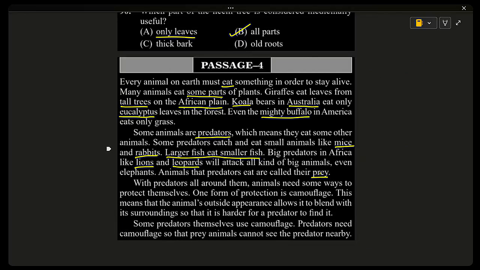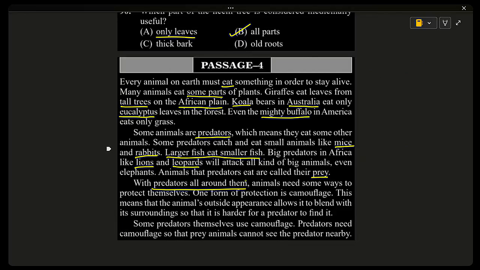With predators all around them, animals need some ways to protect themselves. So how do they do it? Different methods they follow. Like the first thing is living in groups. If many animals are living in a group, then the predators cannot hunt them that easily. First, they have to separate one from the group, then attack.